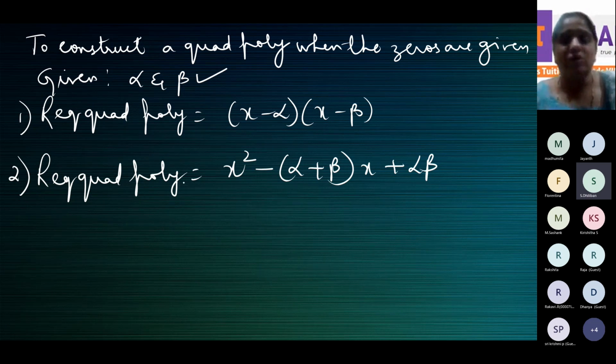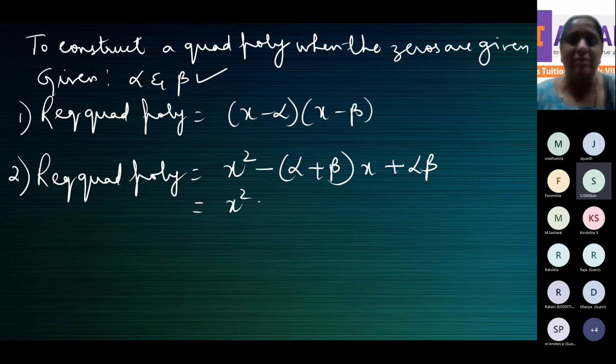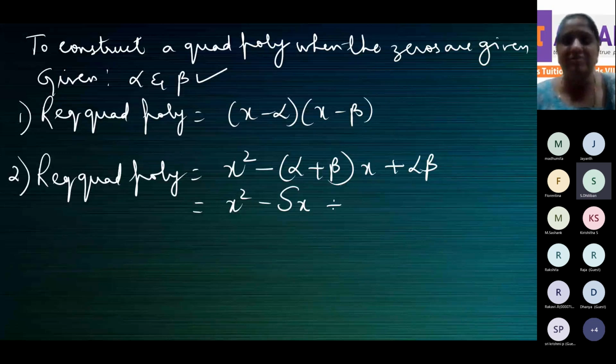So the required quadratic polynomial is x squared. The first method is when alpha and beta are given: x minus alpha into x minus beta. The product will give you the quadratic polynomial. In the second one, we have a standard version, x squared minus (alpha plus beta) x plus product of the zeros. Put the values of alpha and beta. This is the required quadratic polynomial. You can also write it as x squared minus sum of the zeros into x plus product.